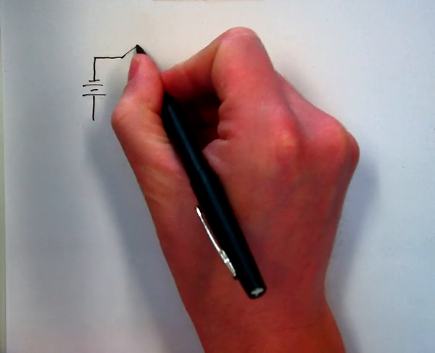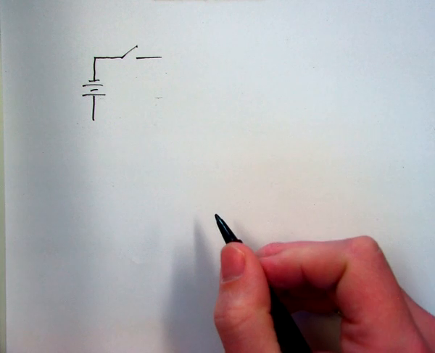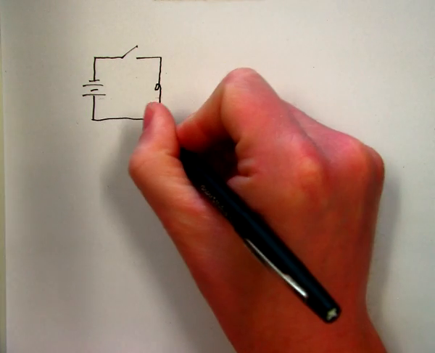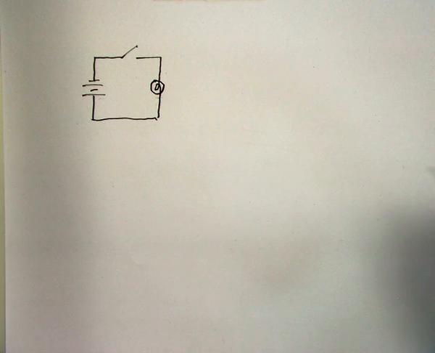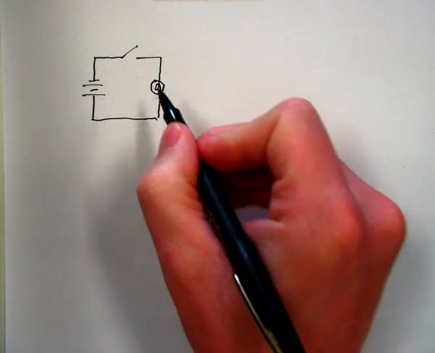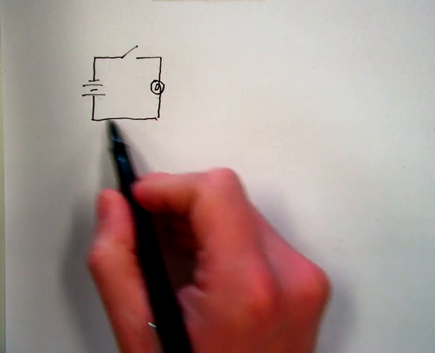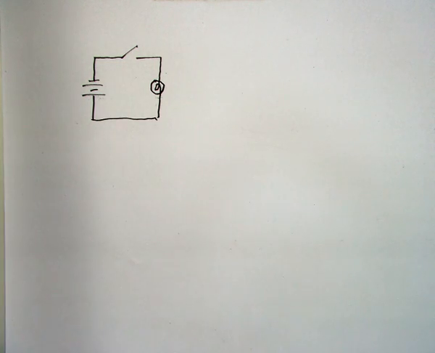Here's another symbol. There's a switch there, and we'll have something simple here. We'll put a light bulb or a lamp there. Once you close the switch, electric current would flow through this circuit.